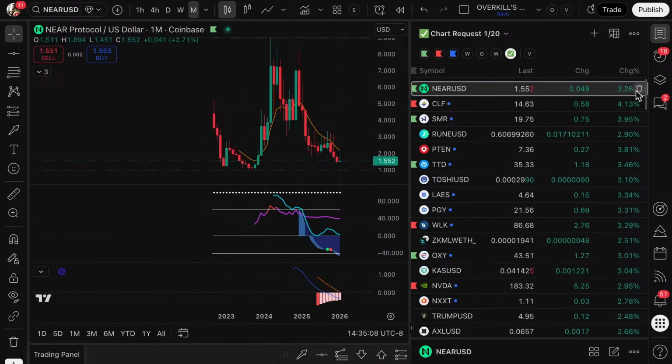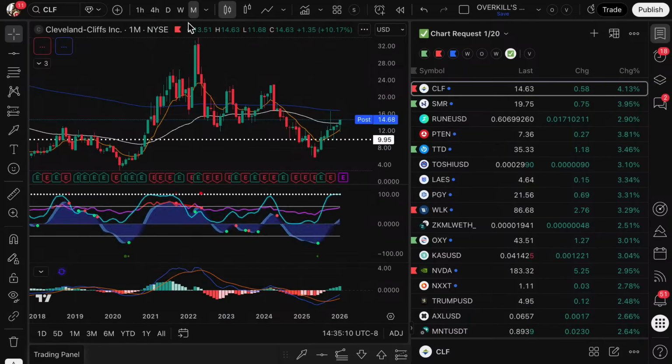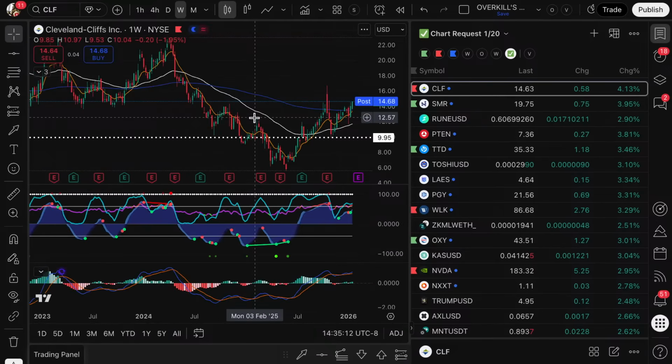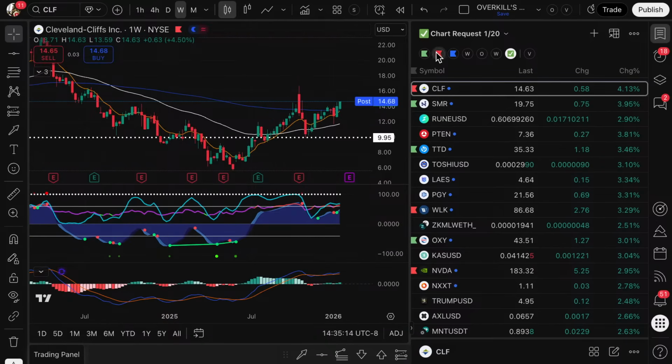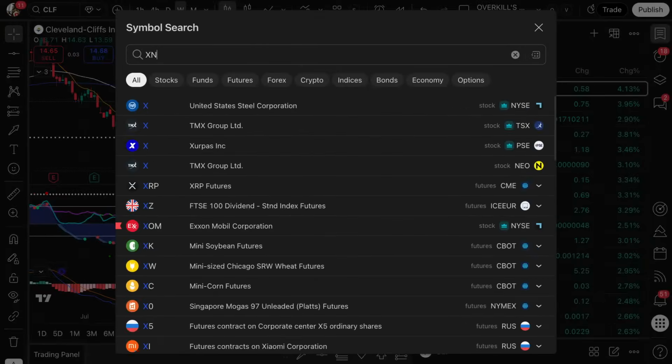I like NEAR. I like altcoins, guys. I am fully bullish on altcoins right now. Fully bullish. That's my number one sector pick right now, is alts, if you're basing it off the charts.